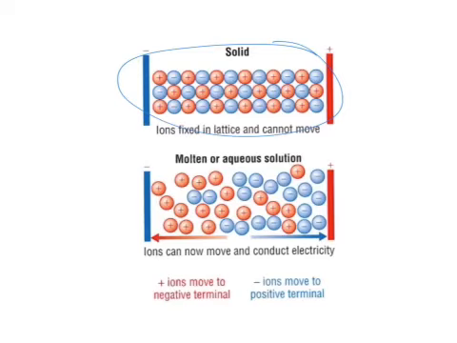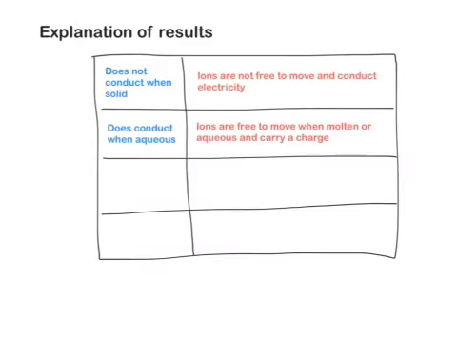However, when we dissolve our ions or we heat them up so that they're molten, the ions are actually now able to move around. That means if we were to connect a power pack up with a bulb and we popped our electrodes in, our ions would be able to move to the electrodes, and therefore they'd be able to carry a charge. So we can add that now to our table.